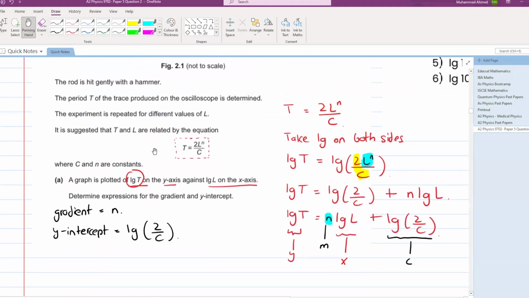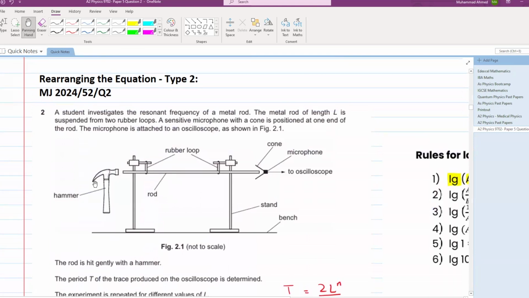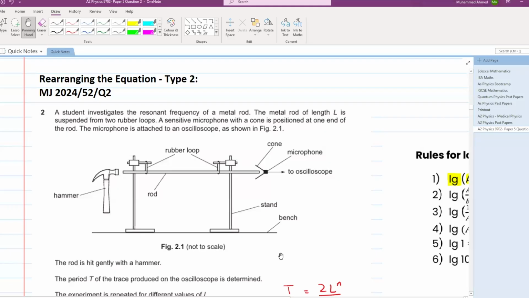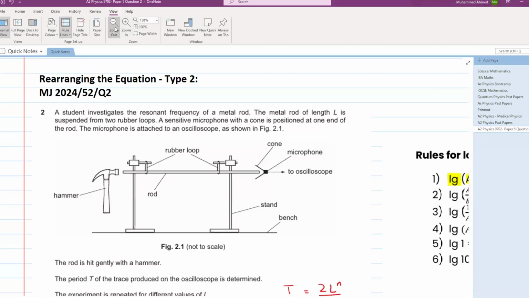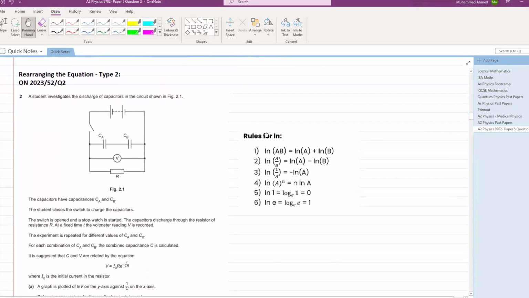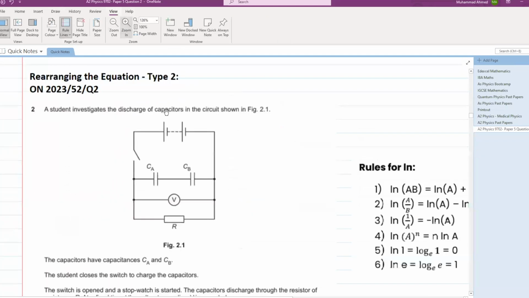Let's check whether we have gotten it correct or not. May June 2024, paper 5, question 2. Let's see if I have that open. Yeah, you can see it here. You can see that the gradient is equal to n and the y-intercept is equal to lg 2 over C. I am showing the marking scheme side by side so that you have some built-in confidence that you are doing this correctly. Now let's move on to the third type of rearranging the equation.